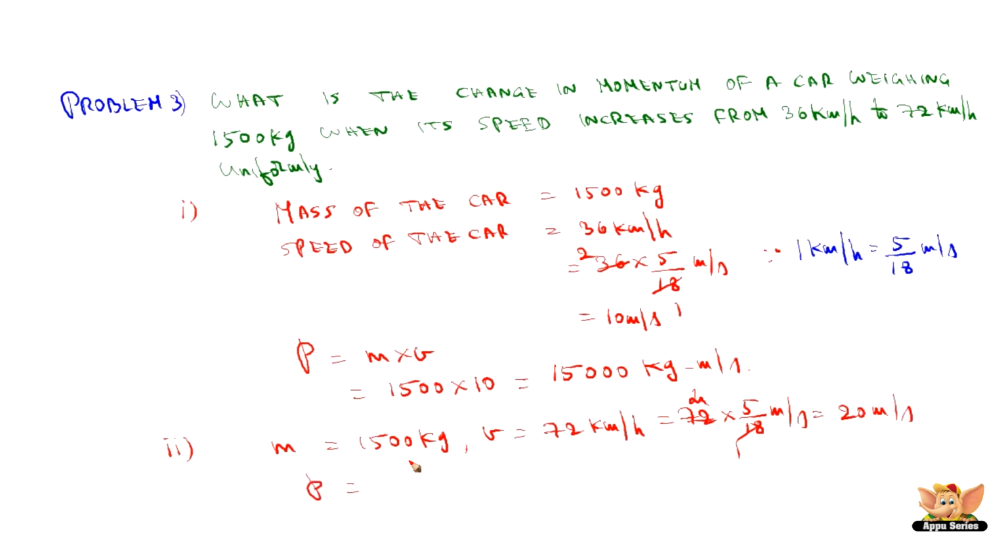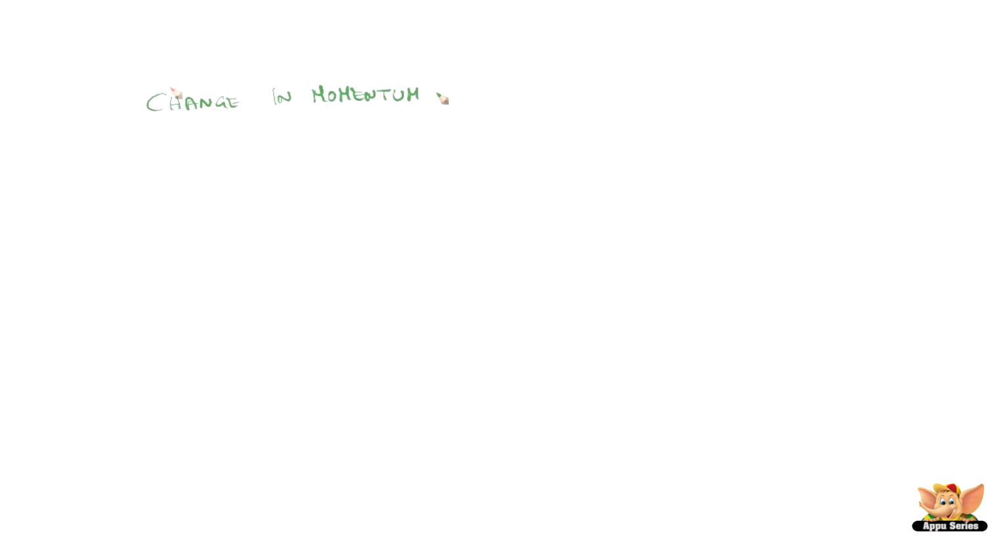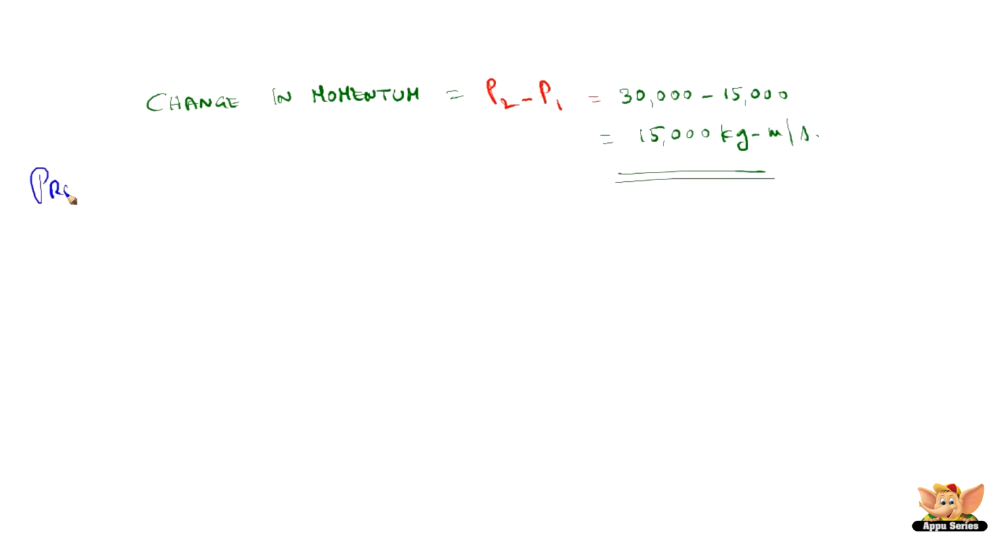Hence the momentum is M into V, which is 1500 into 20, which is 30,000 kg meter per second. Now if we call the first momentum P1 and the second momentum P2, we get the change in momentum as P2 minus P1, which is 30,000 minus 15,000, which is 15,000 kg meter per second. Let us see problem 4.